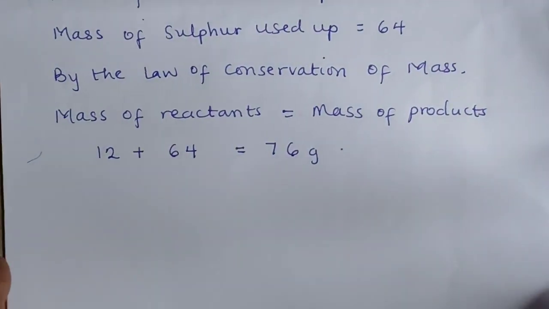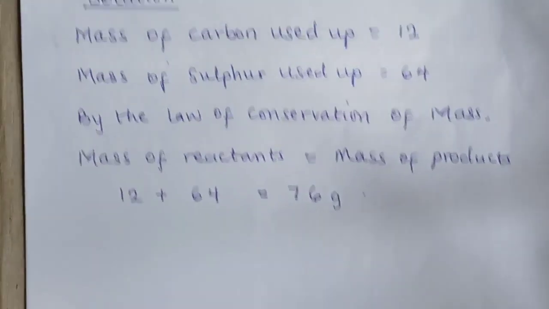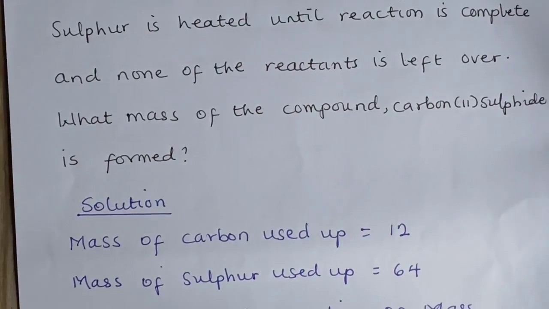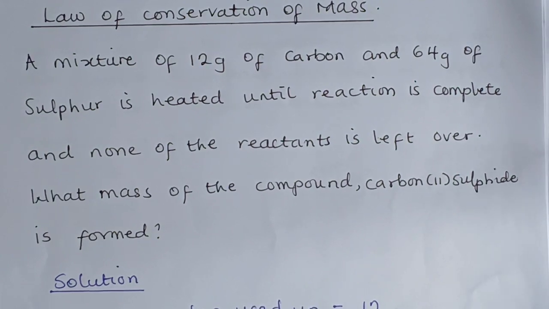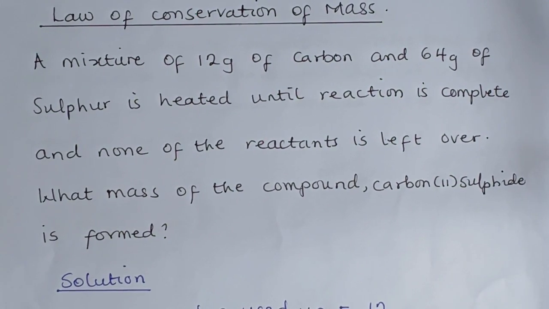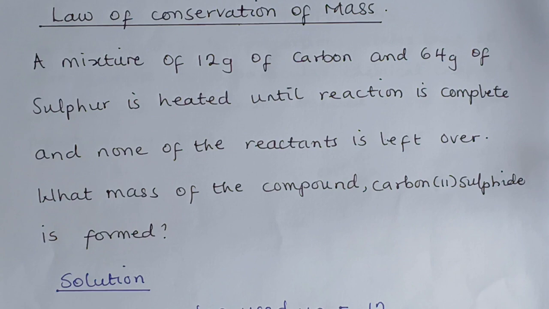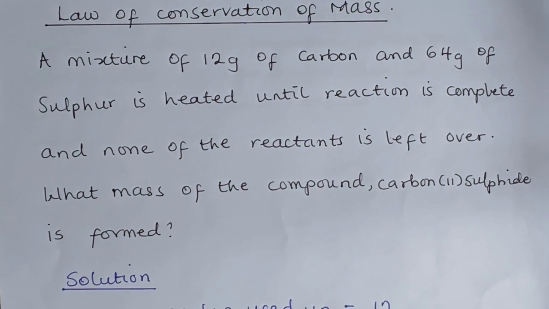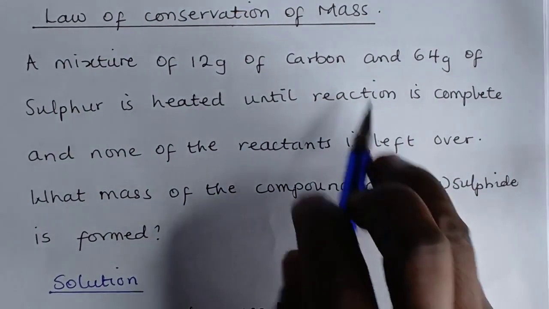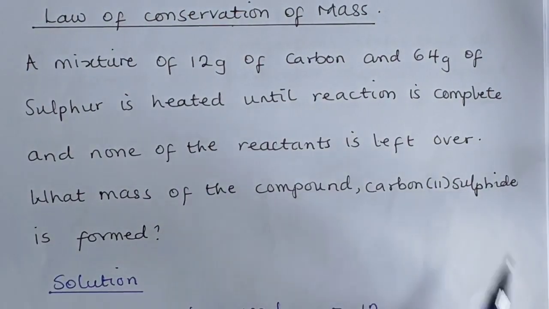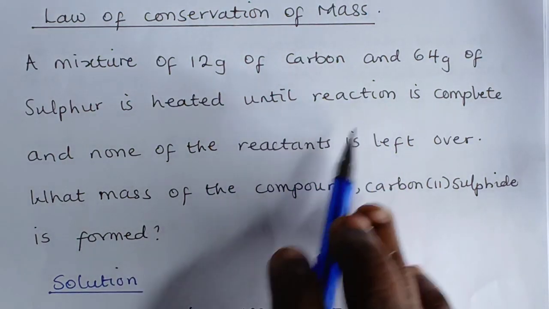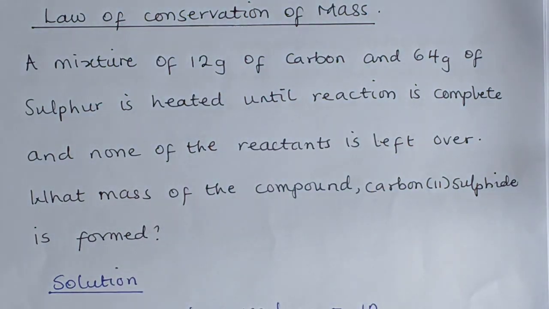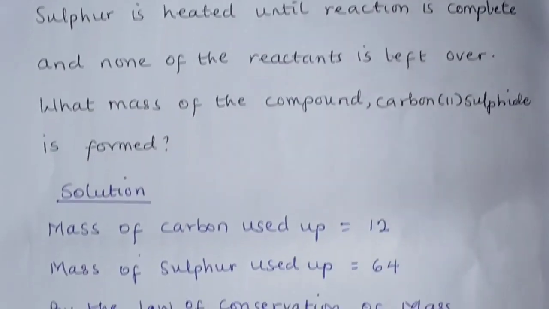And we have a simple calculation under this. A mixture of 12 grams of carbon and 64 grams of sulfur is heated until the reaction is complete and none of the reactant is left over. What mass of the compound carbon 2 sulfide is formed? That is, when carbon and sulfur react together, carbon 2 sulfide will be formed. And the question is, what is the mass of the compound that is formed? Now, the mass of the compound will definitely be the mass of the reactants.